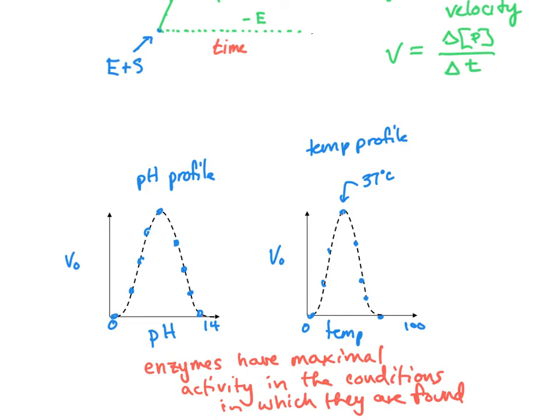There are other examples, by the way. I'll show you just a counterexample. What if you had an enzyme that was found in a very alkaline lake or something like that? Well, maybe its activity would be peaking at pH 10 or something like that. And so you might have a different profile like that.